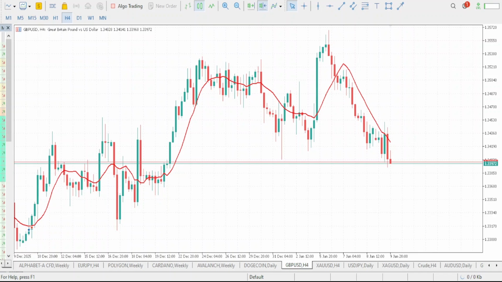So let's take a look at what we will be expecting for the day on our GBP USD.